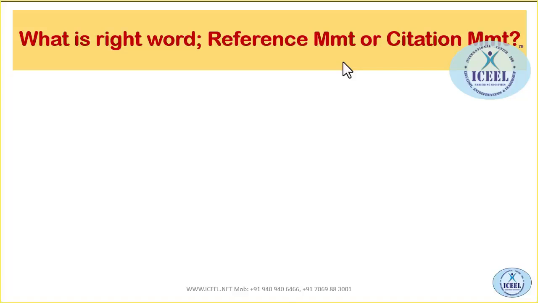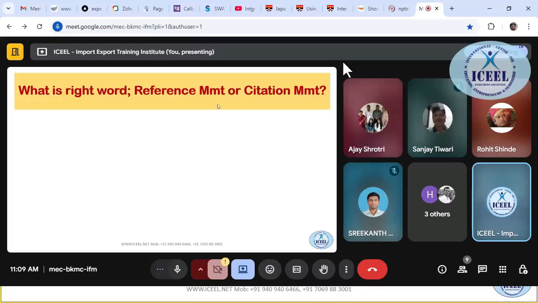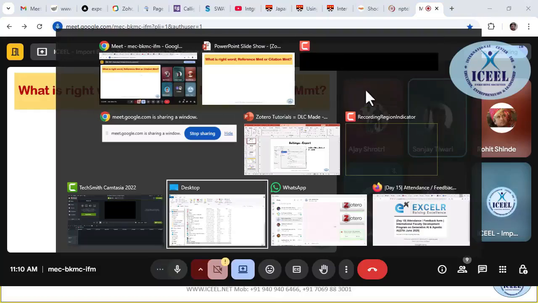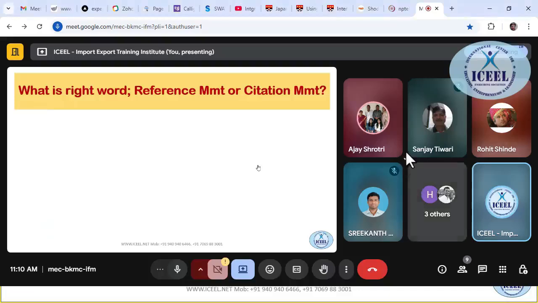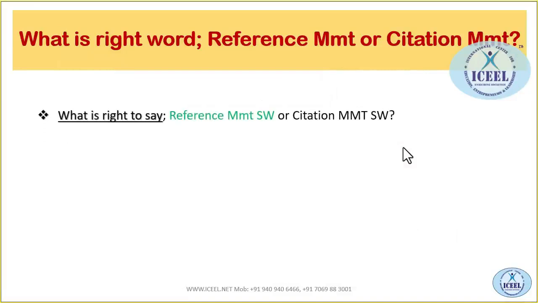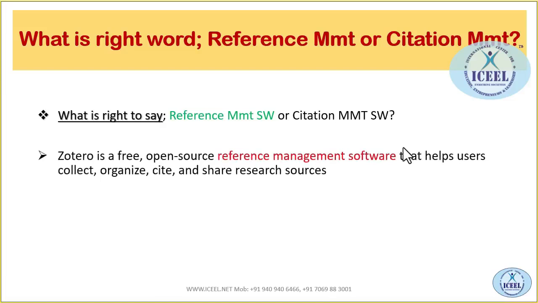Now, the very first question I have to ask, guys: what is the right word? Reference management or citation management? I feel it's reference management. Okay. It's reference management, not citation management. Right. Citation is a part of reference. So if I ask you whether it is a reference management software or a citation management software, you have to say reference management software.